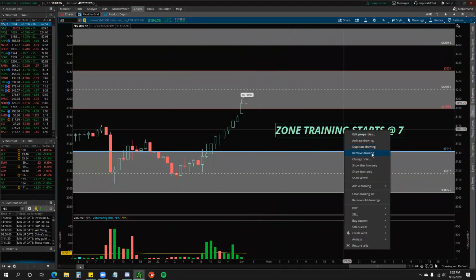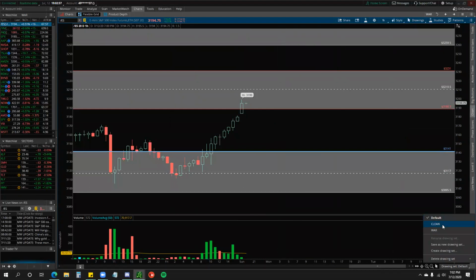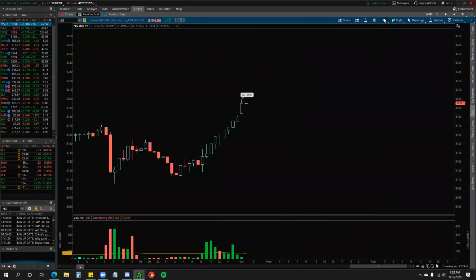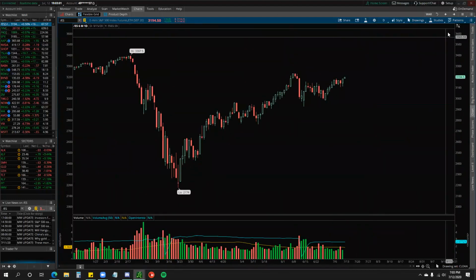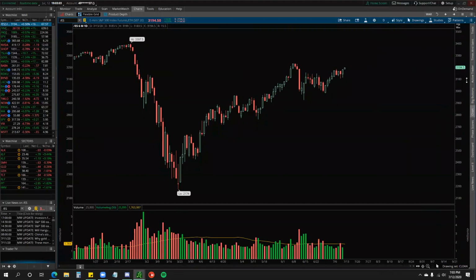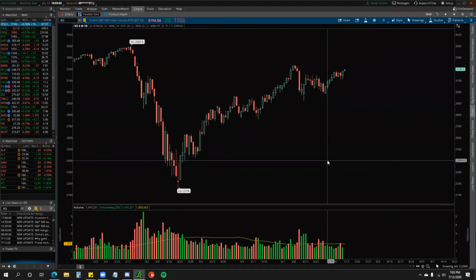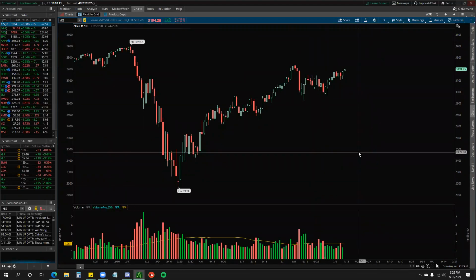So let's get rid of that. Let's clear this up and let's talk about it. Here we go. So zones, guys, right? Something that, I don't want to say I created, but something I do on my charts, which helps me filter out noise, really play off the right key levels, and distinguish big levels from little bullshit levels.